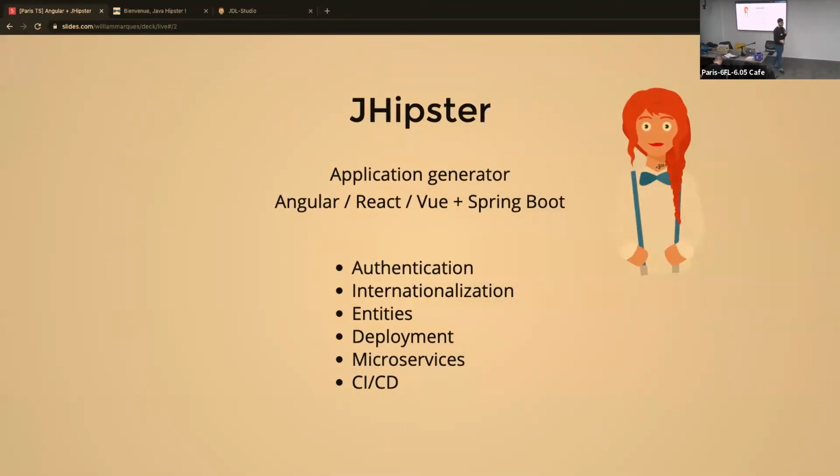So what is JHipster? JHipster is an application generator, so we can generate for you an Angular, React, or Vue.js application with a backend with Spring Boot. Who here does some Java code? Okay, so it's a Java backend, so I'm not going to talk a lot about this, don't worry. But basically, we manage for you the authentication, the multiple languages, entities, deployments, microservices, and continuous integration and continuous deployments.